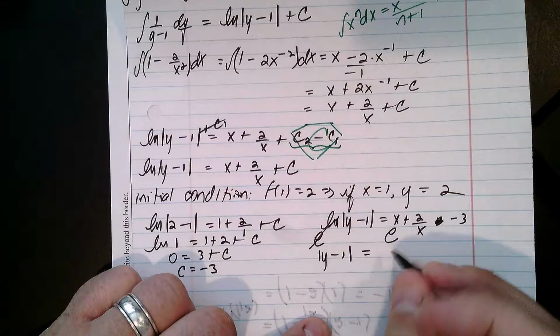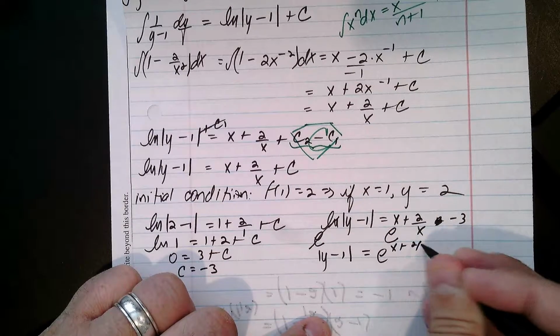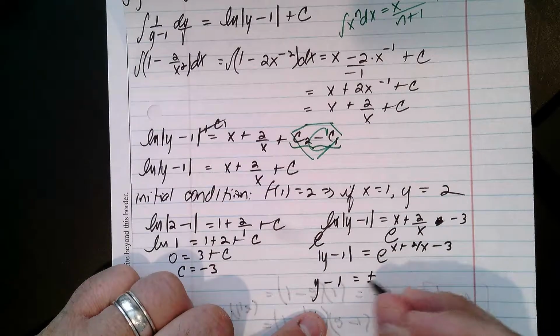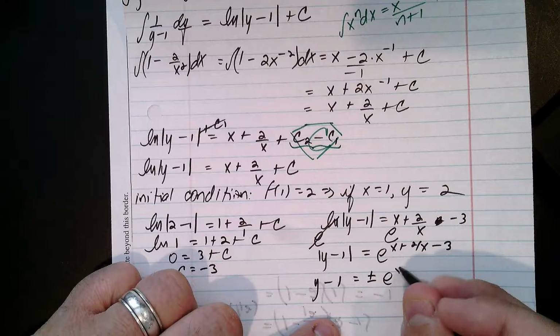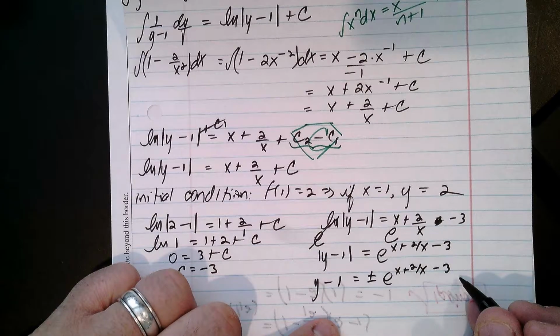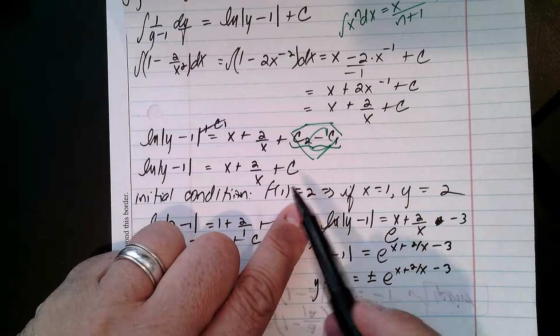So here we go. dy/dx equals 1 minus 2 over x squared times y minus 1. Now, for my calculus students, this tends to be a very straightforward process. We practice this a lot in class.